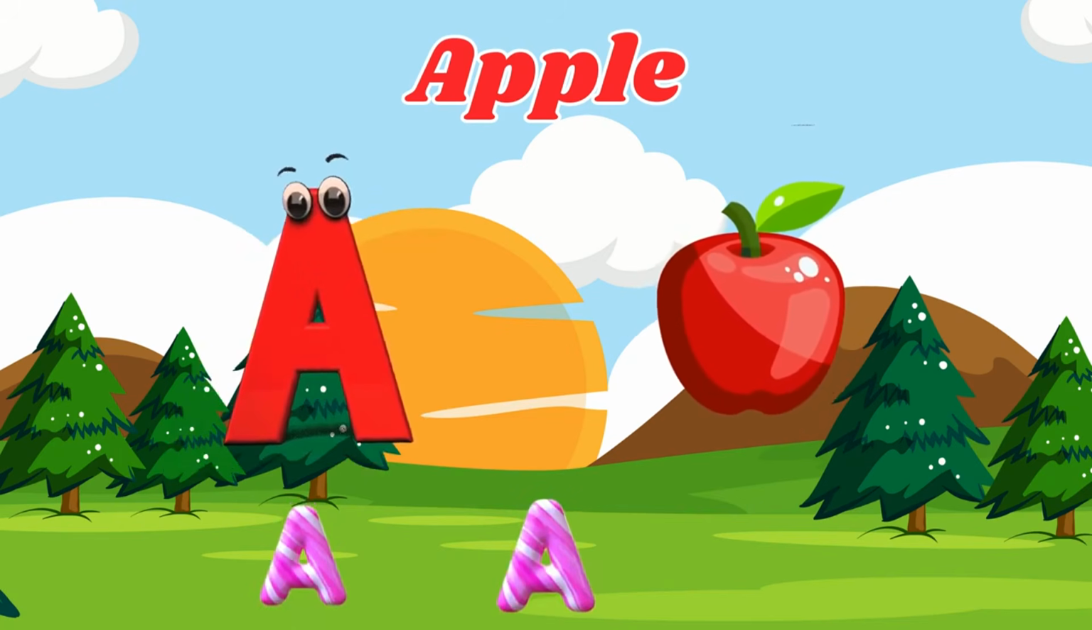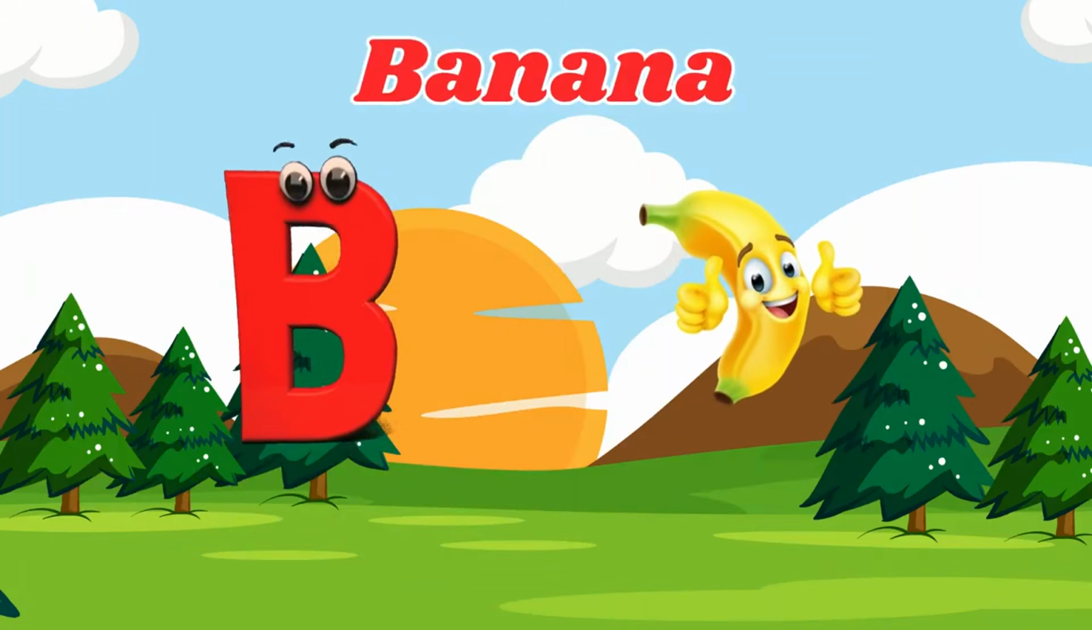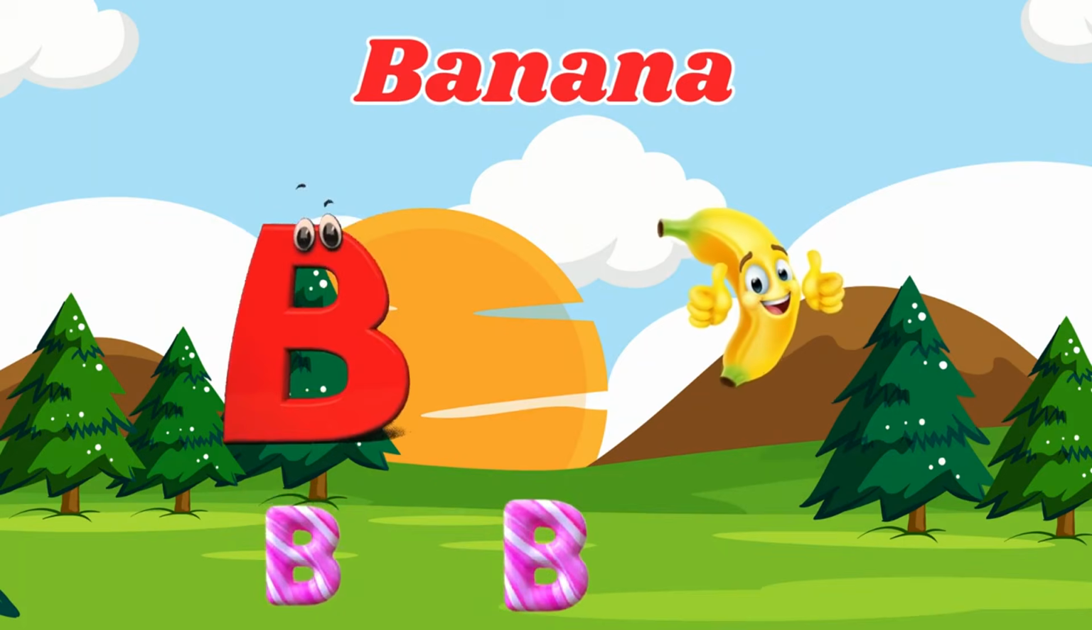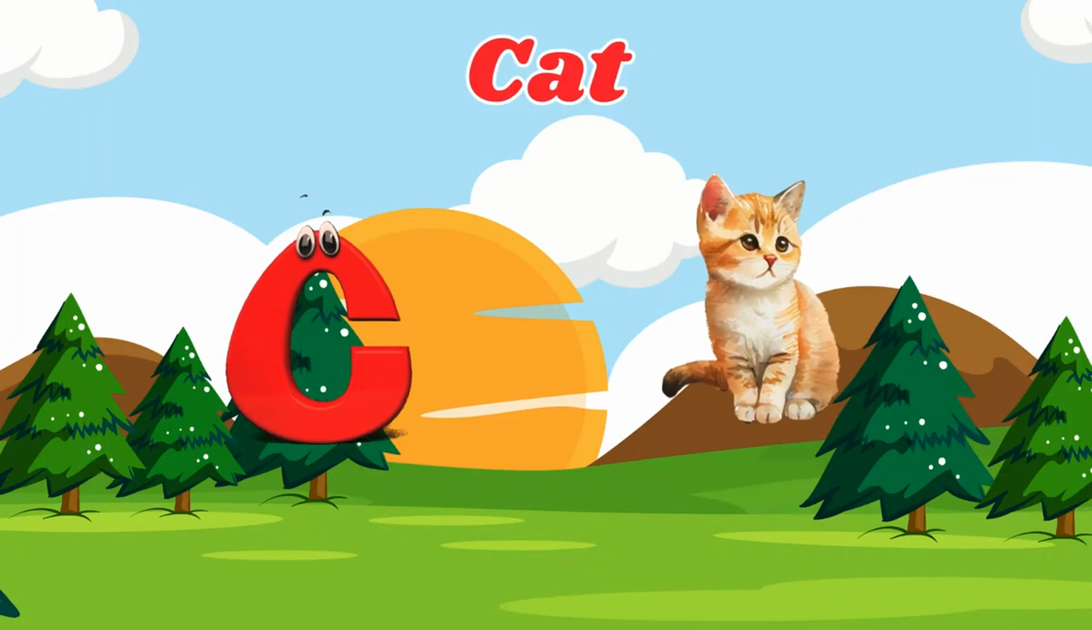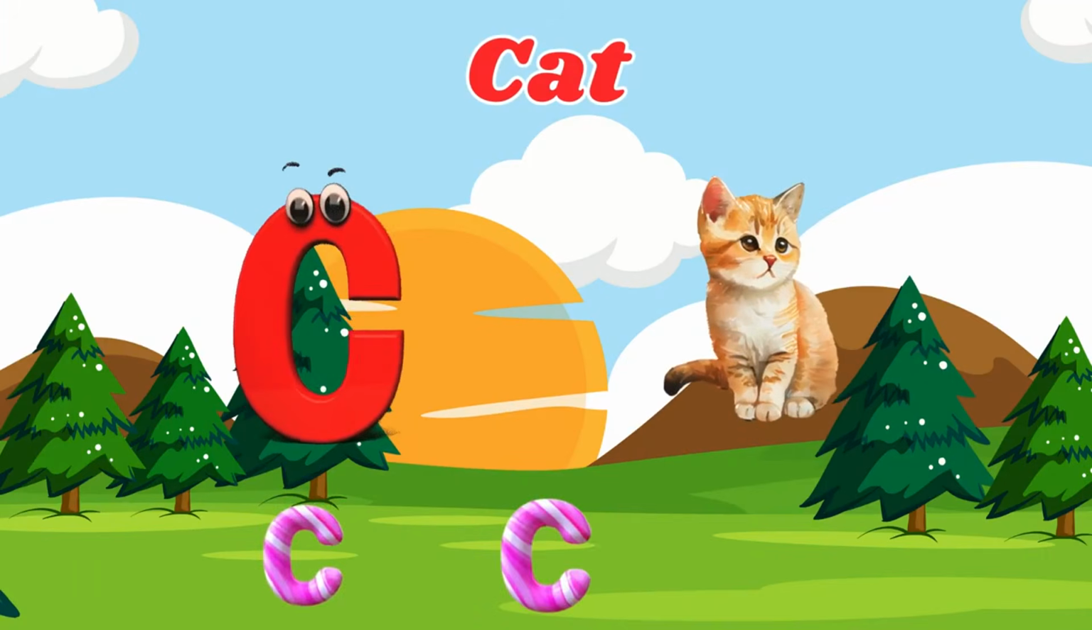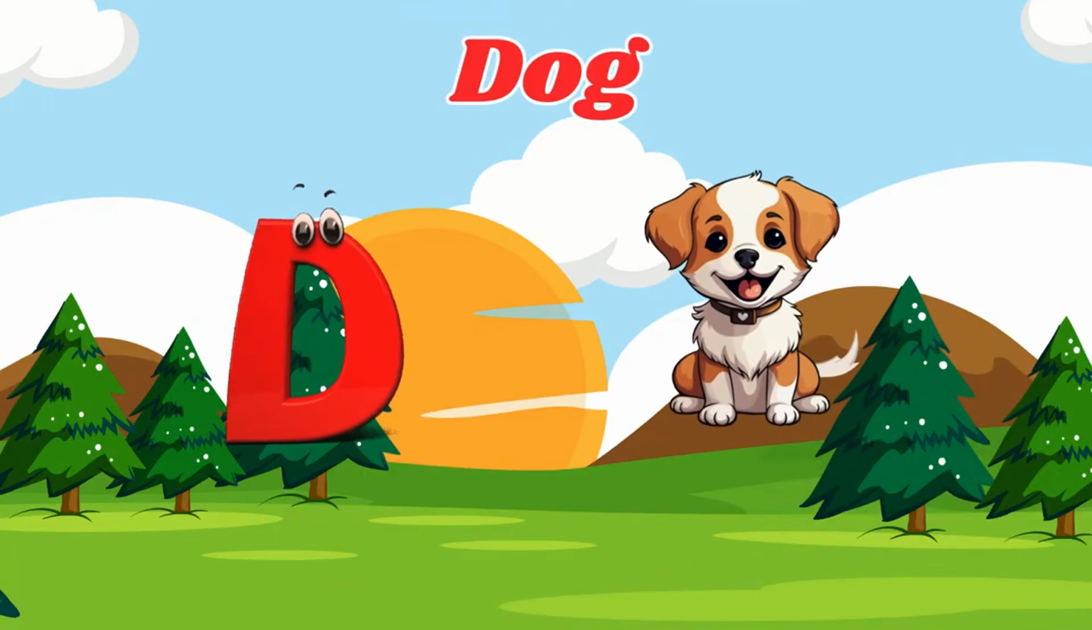A is for apple. A, A, A. B is for banana. B, B, B. C is for cat. C, C, C. D is for dog.